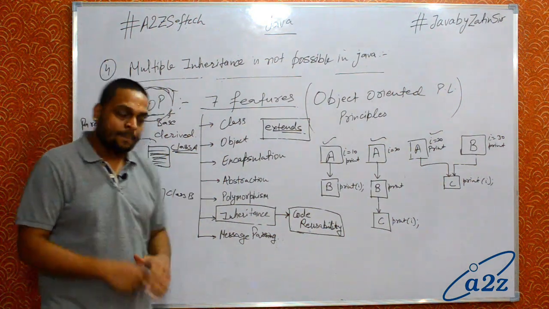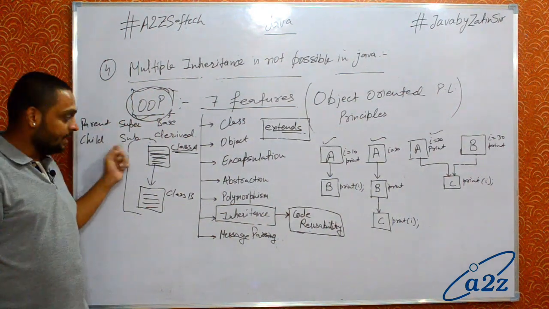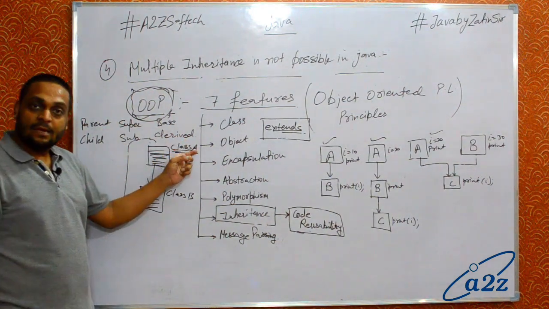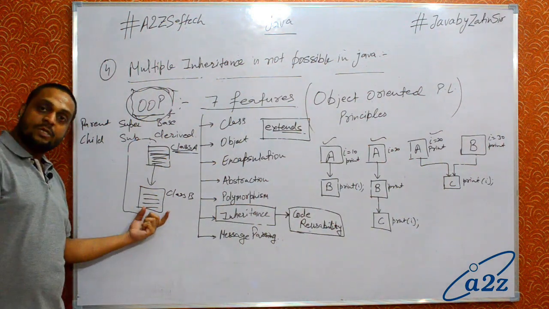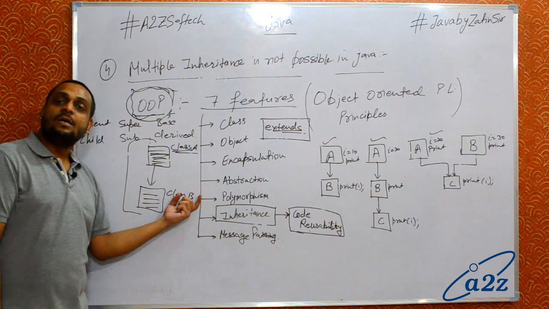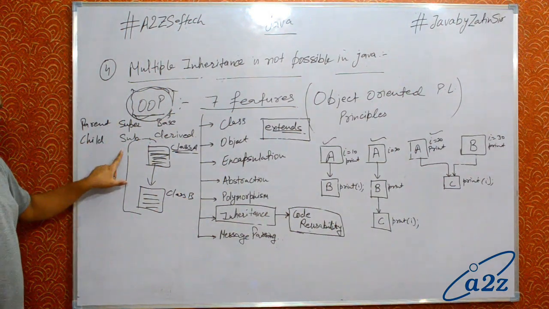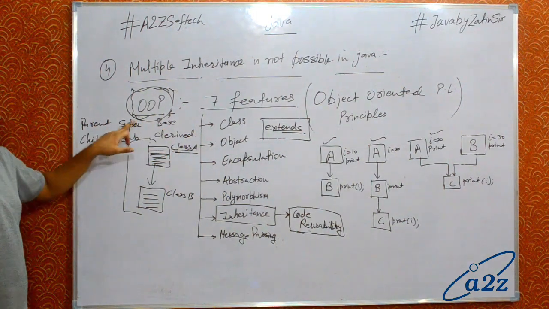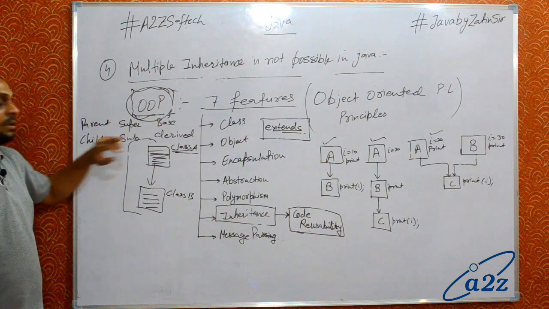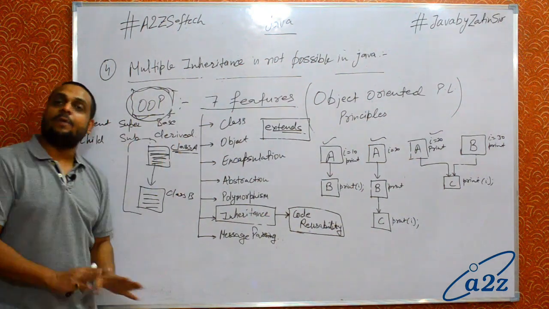ओके, नाउ इनहेरिटेंस में हमारे पास वर्ड्स होते हैं पेरेंट एंड चाइल्ड. This class A is parent class whose properties are going to be used in class B. So class B is a child class. Parent, child, super, sub, base, derived. Means आप parent class को, super class को, base class को, एक ही मतलब है. चाइल्ड क्लास को, सब क्लास को, डिराइव्ड क्लास को, एक ही बात है.